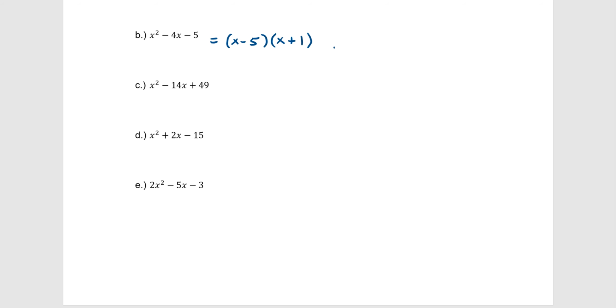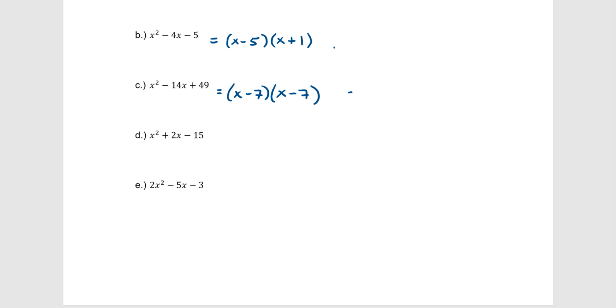Next one, x squared minus 14x plus 49. Once again, x plus or minus something times x plus or minus something. We need two numbers that multiply to 49 that add to negative 14. That's going to be negative 7 and negative 7. Negative 7 times negative 7 is positive 49. Negative 7 plus negative 7 is negative 14.